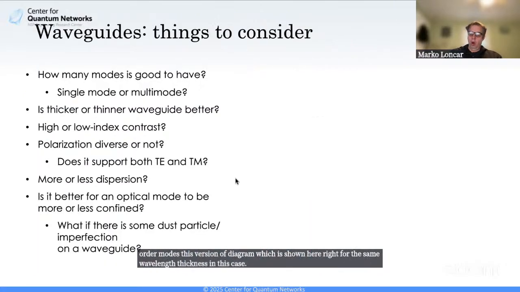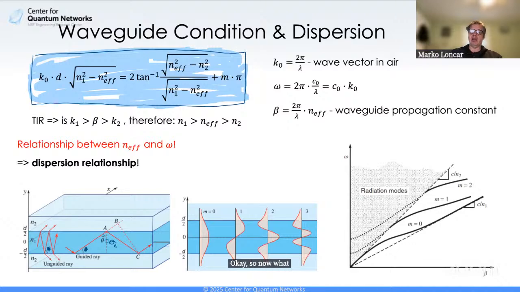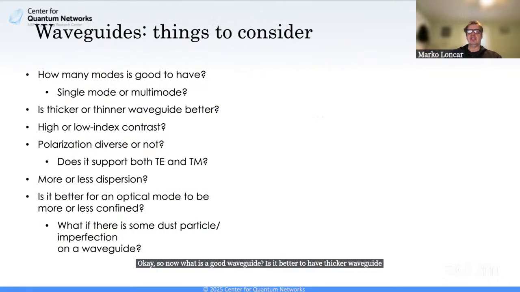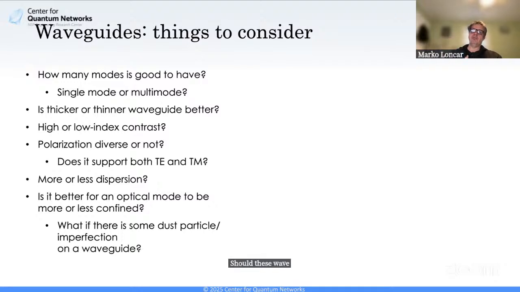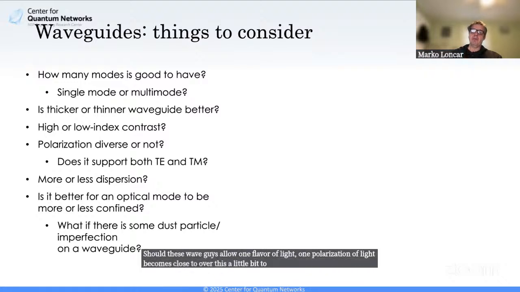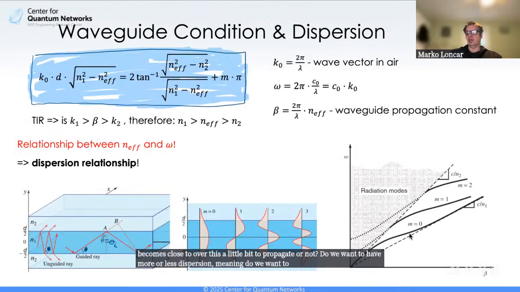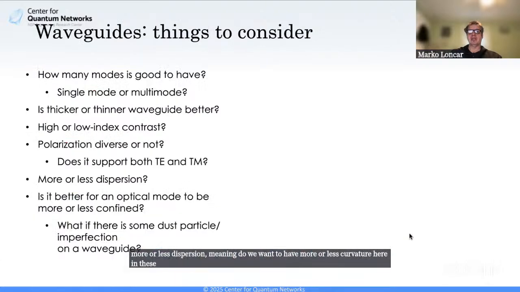Okay, so now what is a good waveguide? Is it better to have a thicker waveguide or a thinner waveguide? Is it better to have one mode or more modes? Is it better to have low index contrast or high index contrast? Should these waveguides allow one flavor of light, one polarization of light? We can gloss over this a little bit, to propagate or not. Do we want to have more or less dispersion? Meaning, do we want to have more or less curvature here in these modes? Is this better or worse?